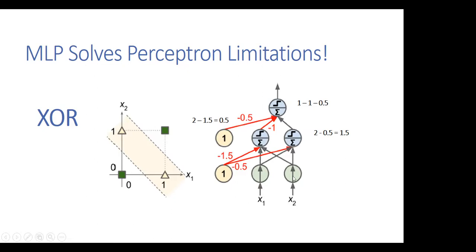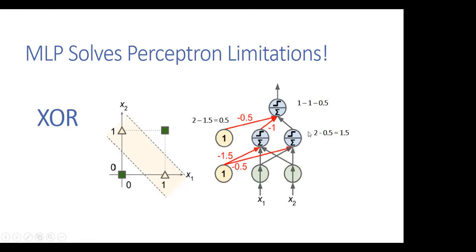For example, x2 is 1, so this is 1 and this is 1. The weights here are 1, and this one is 1 too. So we have 1 multiplied with 1, which is the weight, and we have 2 plus the 1 for this one, we have 2. For the bias, we have minus 0.5. So we use this 2 minus 0.5.